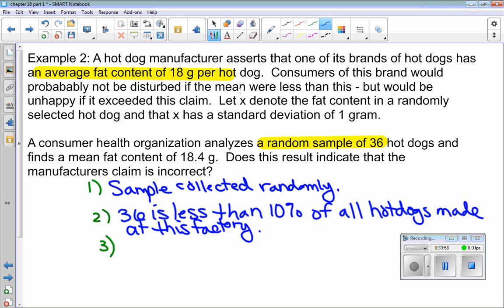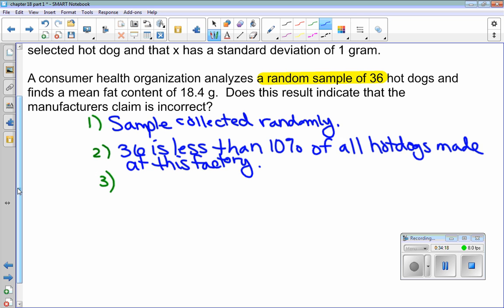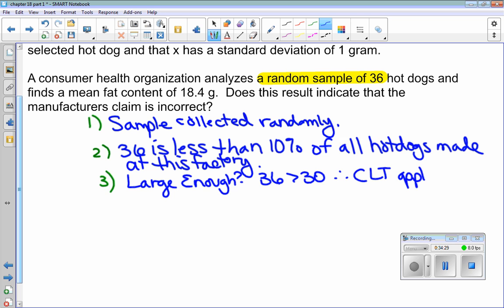And then the last condition? Large enough. In the previous example, we were told initially that the population was already normally distributed. I don't believe we're told that here, are we? No. So what do we have to have? I'll write "large enough?" with a question mark, and I will say 36 is greater than 30, therefore the CLT applies. Is that enough shorthand for you? Good. So we've checked all 3 of our conditions.